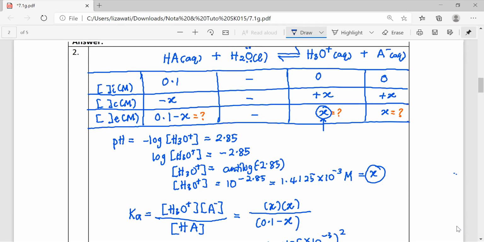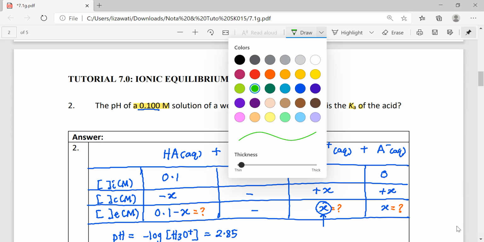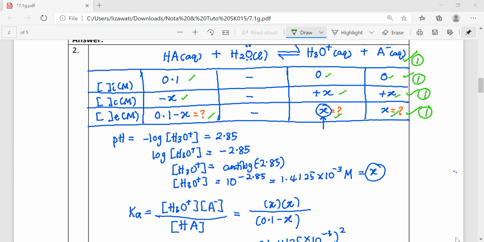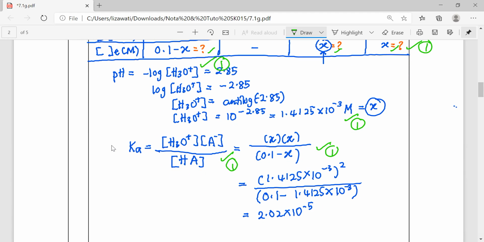How many marks will you get from this calculation? Right, so the first mark is given to you when you write the equation, 1 mark. Okay, and then for the initial concentration, 1 mark. Change in concentration, 1 mark. And the equilibrium, 1 mark. Okay, next mark is when you write the pH formula, 1 mark. You find out the value of X, 1 mark. Ka expression 1, substitution 1. Okay, next, find the answer.